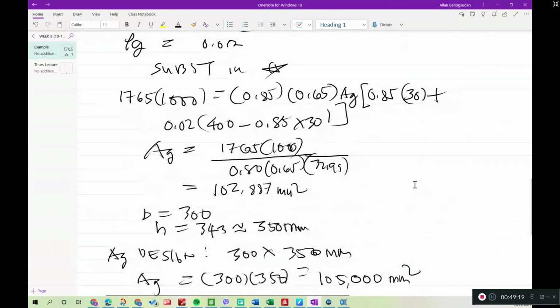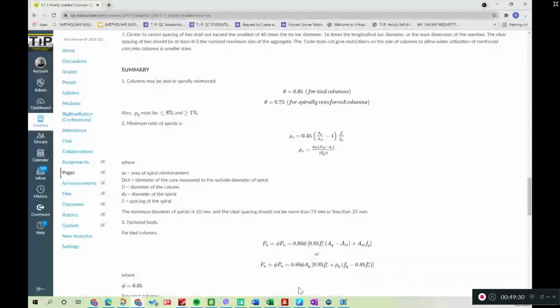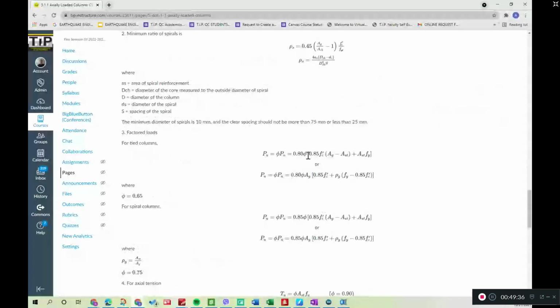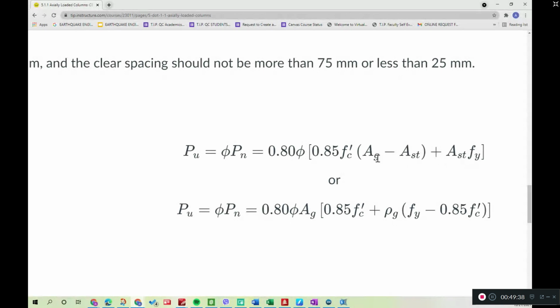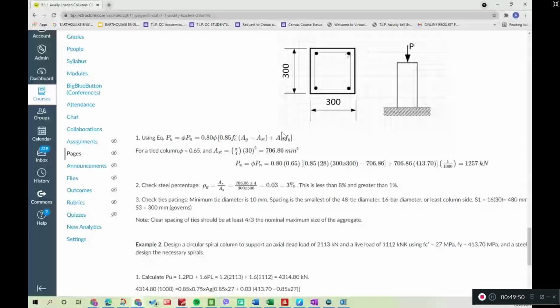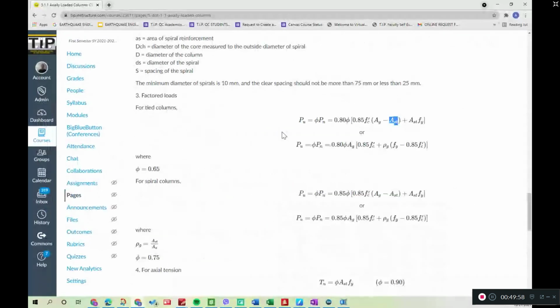So I'll repeat, the equation that we have here is basically in terms of this one, and you have two variables here, A sub g and A sub st. You can just read this. I do not know if this one is the same. I just read it. The original is a circular column, but what I did is a rectangular. Okay, so I'll repeat.